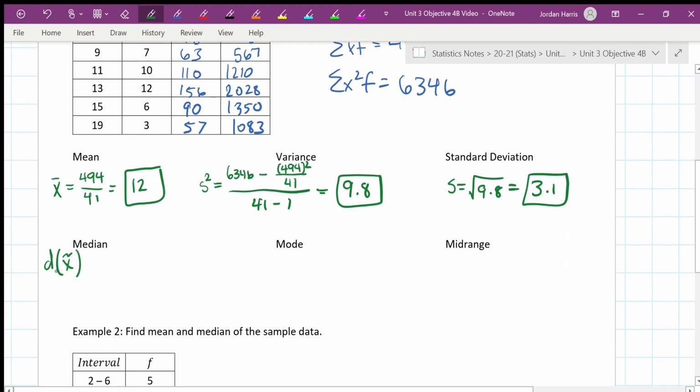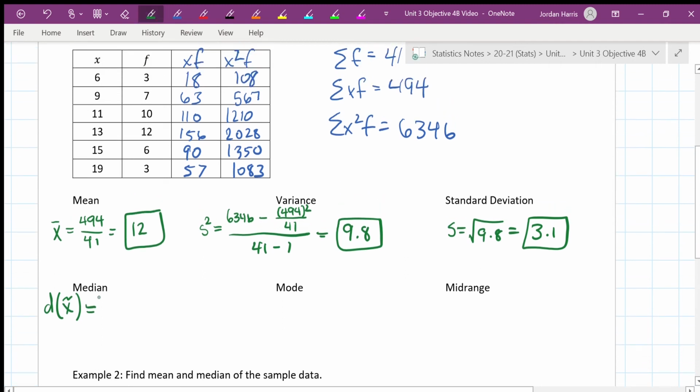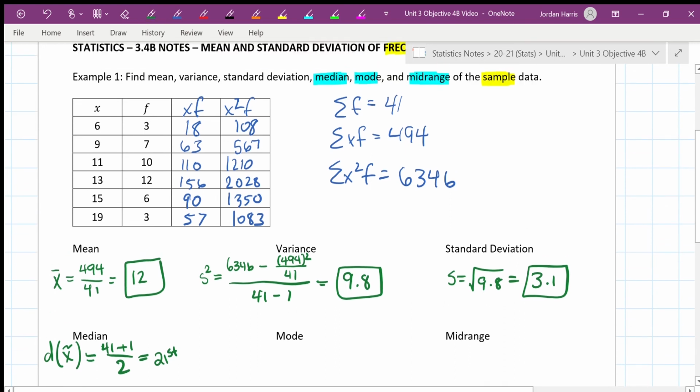So D and then in parentheses X tilde. The depth is the total number of data points, which is the sum of F, plus 1 divided by 2. Okay, so it's the 21st data point. So notice we're following the same steps we did before with depth formula and median. Okay, so I need to figure out the 21st data point. So we have to put them in order and count out till the 21st number.